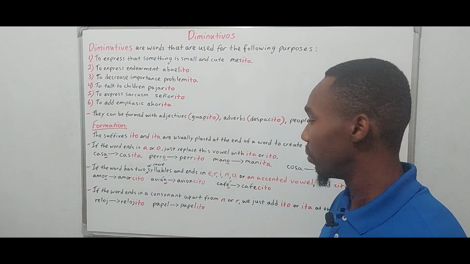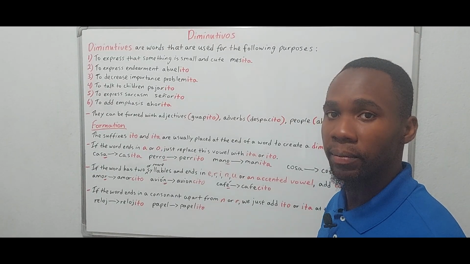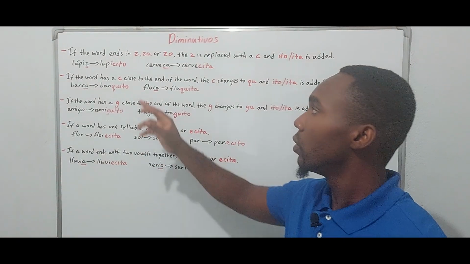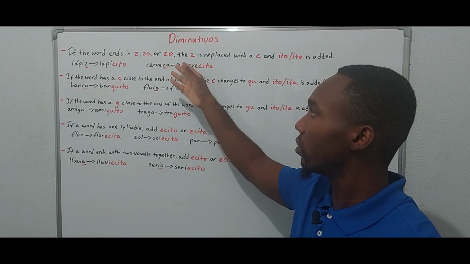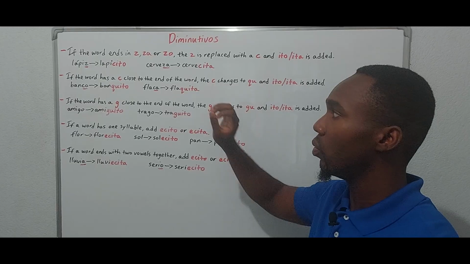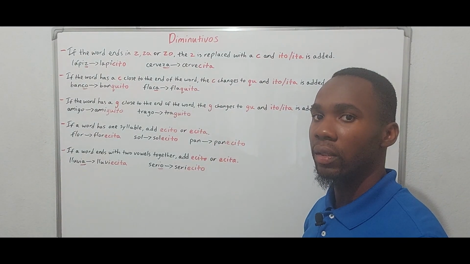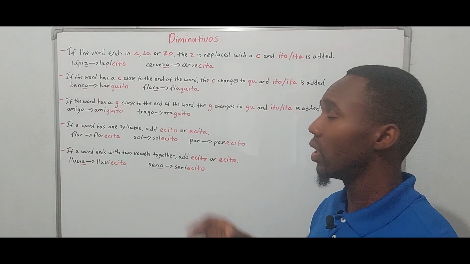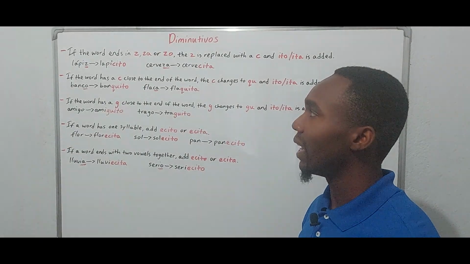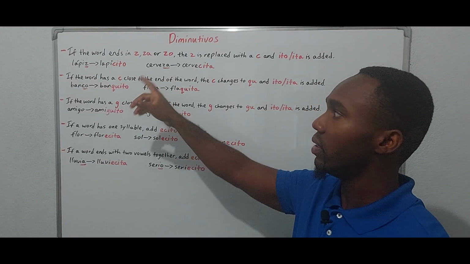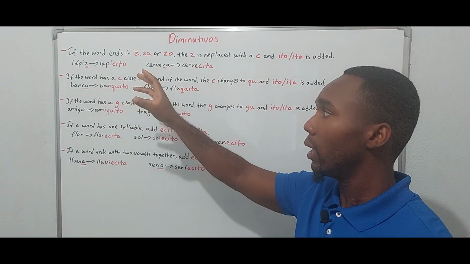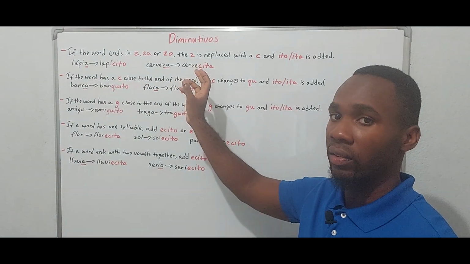Okay, we have some more rules to cover. Sigamos con las reglas. Let's continue with the rules. If the word ends in Z, ZA, or ZO, the Z is replaced with the C and ito or ita is added. We make this spelling change so that the pronunciation can be accommodated. So lápiz becomes lapicito. It ends in Z, the Z changes to C, and then we add ito or ita depending on the gender. So pencil, lapicito, little pencil.